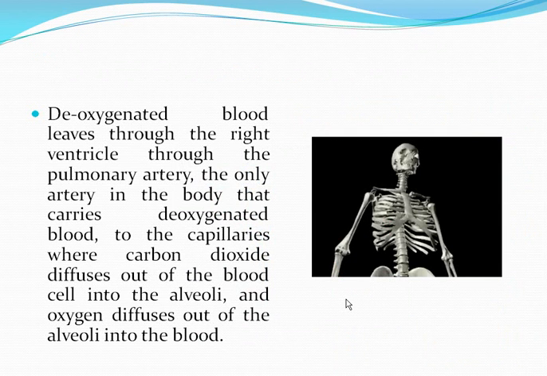The deoxygenated blood leaves the right ventricle through the pulmonary artery, the only artery in the body that carries deoxygenated blood, to the capillaries where carbon dioxide diffuses out of the blood cell into the alveoli and oxygen diffuses out of the alveoli into the blood.